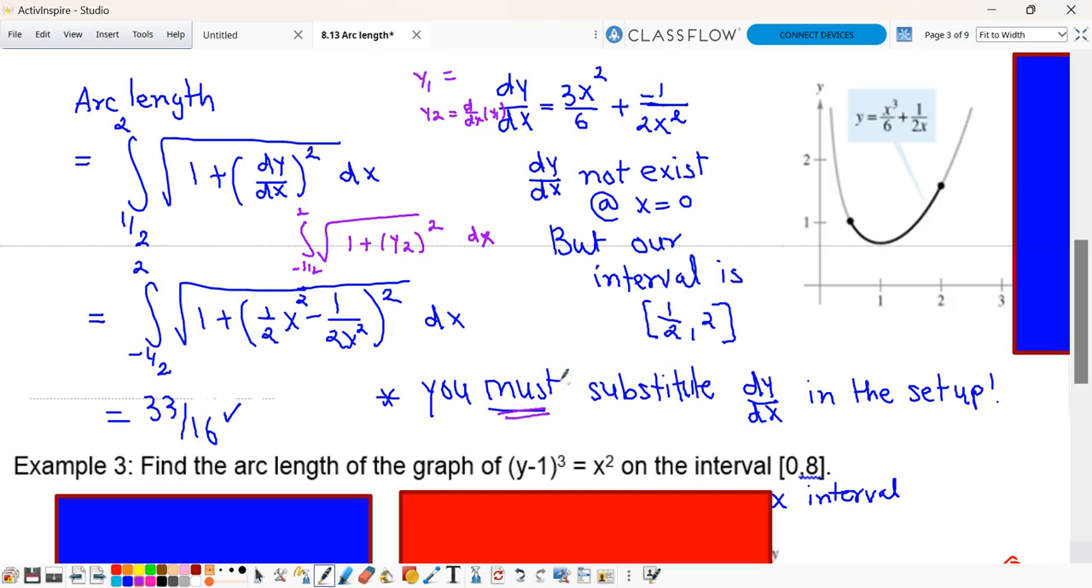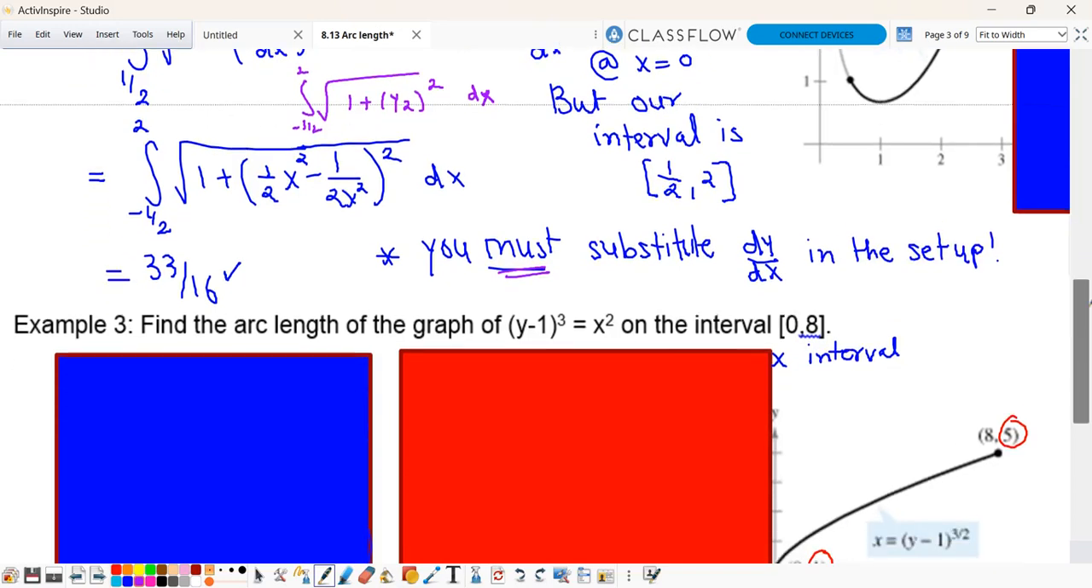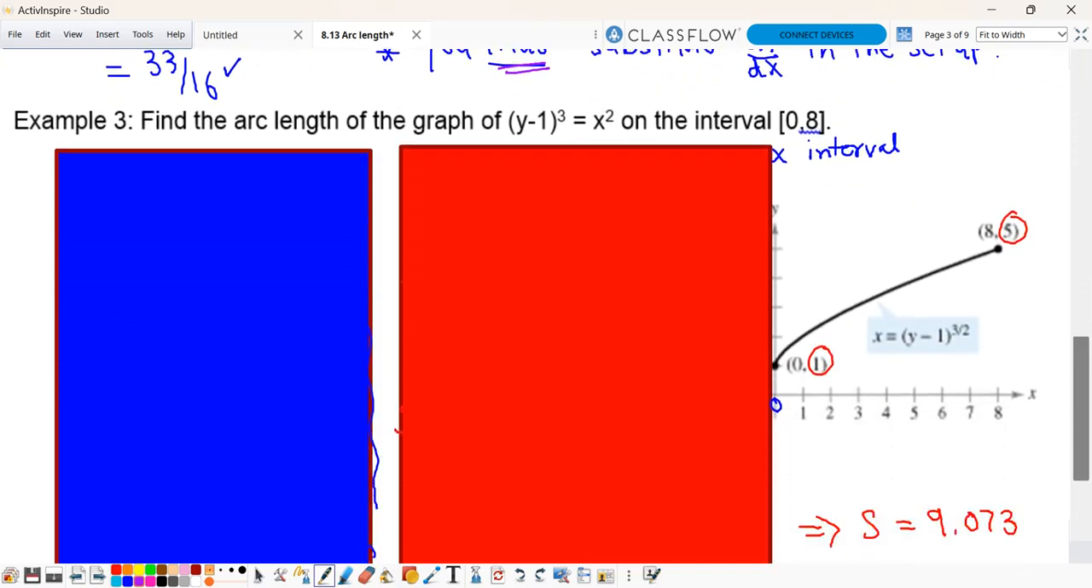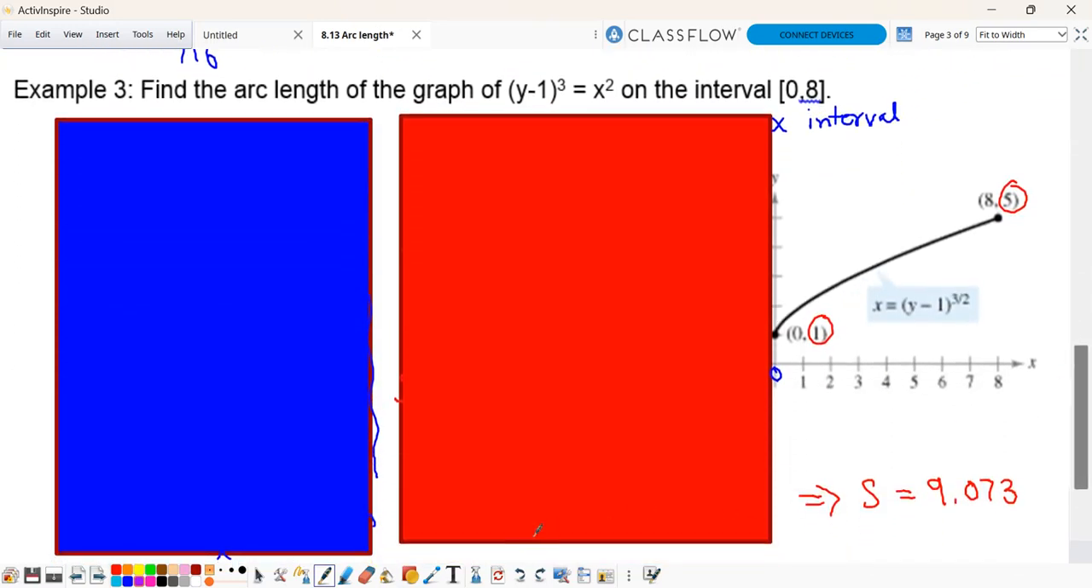In the AP exam, you must substitute dy/dx here. You cannot keep it outside. You cannot just write f prime. You have to find the actual value of f prime. So you can pause the video here and practice putting this in a calculator and check if you get the answer. Now my answer is without a calculator, so that's why it's 33 over 16, but you should have an answer of 16 point something.